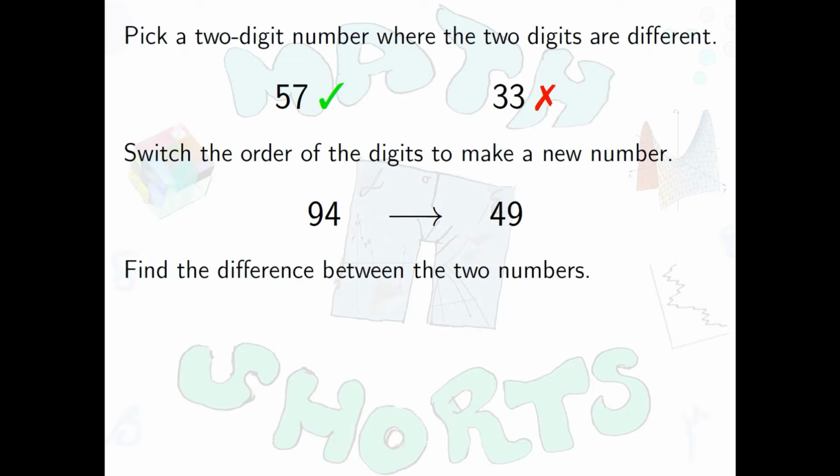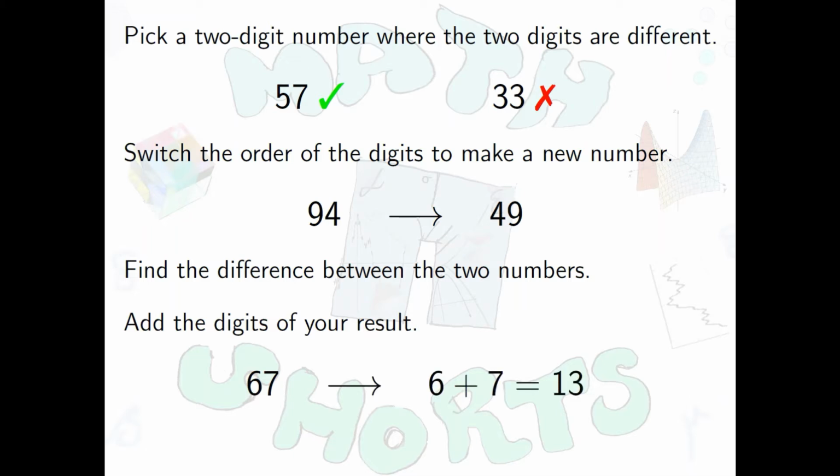Now, I want you to find the difference between the two numbers, the original number and the switched number. So you're going to subtract the smaller number from the larger number. Once you've got the answer to that, I want you to add the digits of your result. So after you did the subtraction, if you got 67, you would do 6 plus 7, which is 13. Now, when you have your answer, this is a secret. Don't tell anybody. But I want you to concentrate on that answer really, really hard.